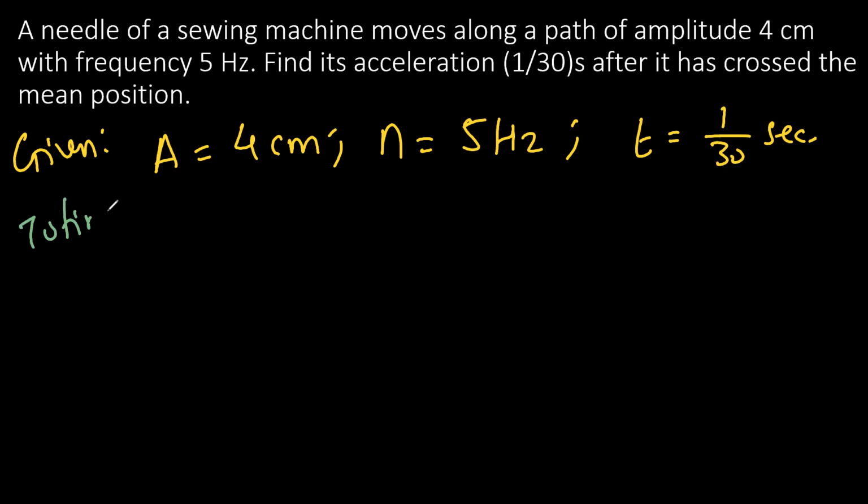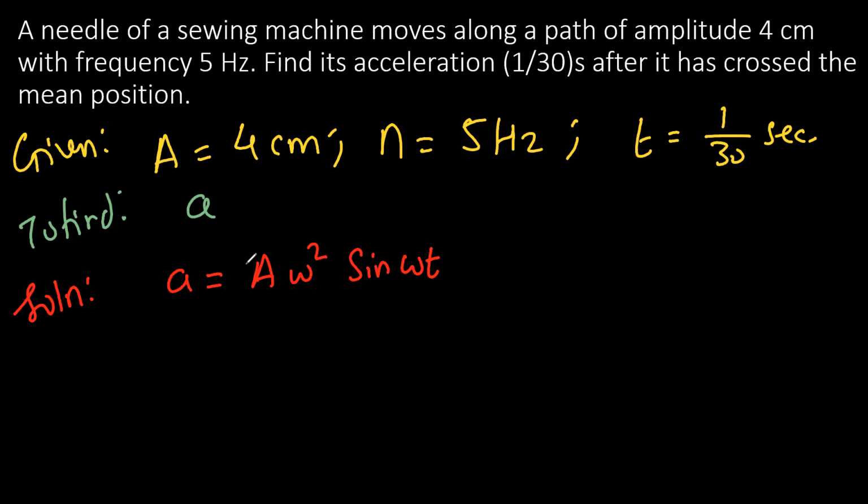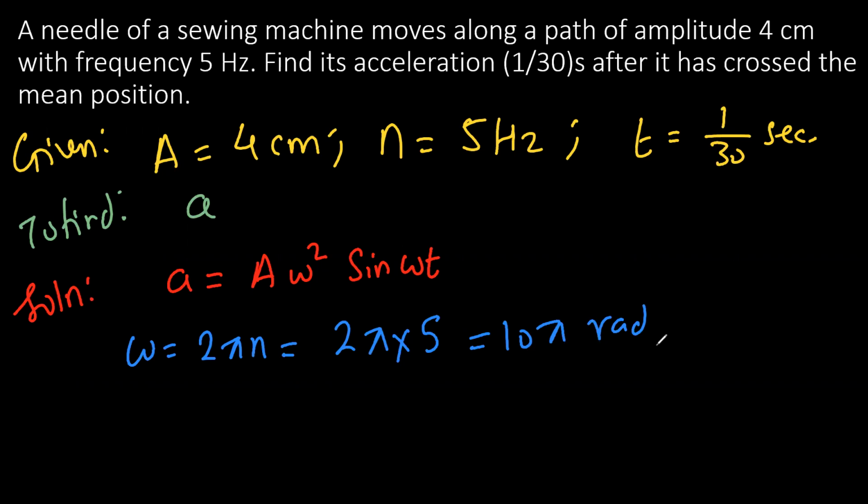Now, what is to find first? To find is acceleration. So how to find the solution? See, first of all, what is acceleration? Acceleration is equal to a omega square sine omega t. We know a. Directly, we don't know what is omega. We know the t. So first, we need to find the omega. How to find omega? Omega is 2 pi n. So it's 2 into 3.142 into 5. There is no need to write the value of pi, it's pi only. So 2 pi into 5, that is 10 pi radians per second.